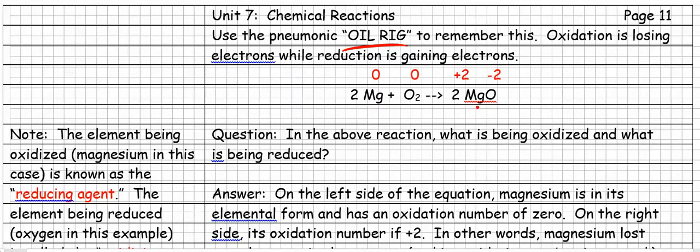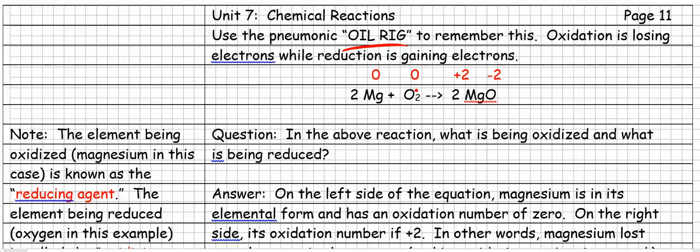So now let's do this. Let's determine the oxidation number of magnesium and oxygen in the magnesium oxide. Well, oxygen is always -2. Doesn't change. Magnesium is in the second column. It's +2. So what happened? Magnesium went from 0 to +2. Is that oxidation or is that reduction? We went from 0 to something more positive.